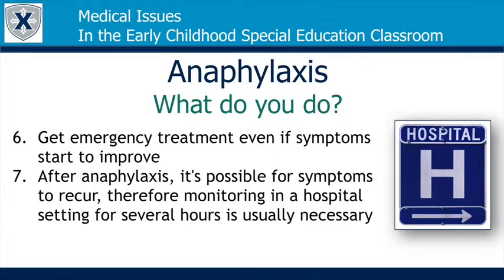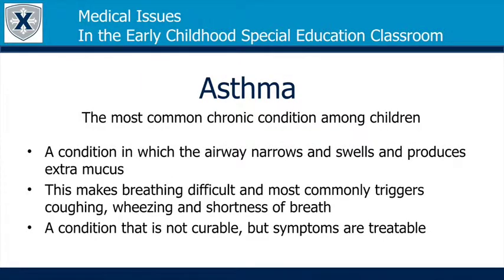Asthma is the most chronic condition among children. It's a condition in which the airway narrows and swells and produces extra mucus. So this makes breathing difficult, and most commonly it triggers coughing, wheezing, and shortness of breath. It's not curable, but symptoms are treatable. The prevalence of asthma is growing every year, and it's just important to know what it is since you'll be working with children every day within your career.